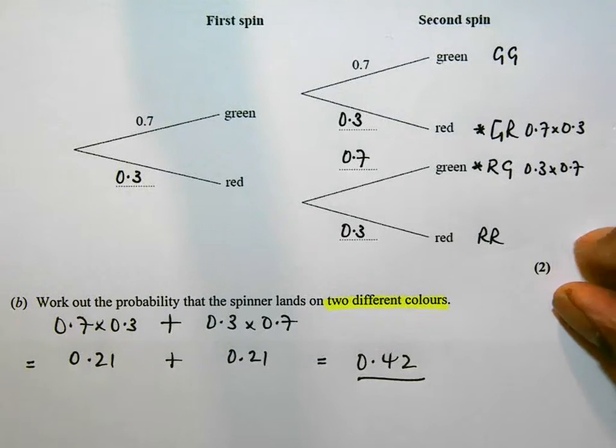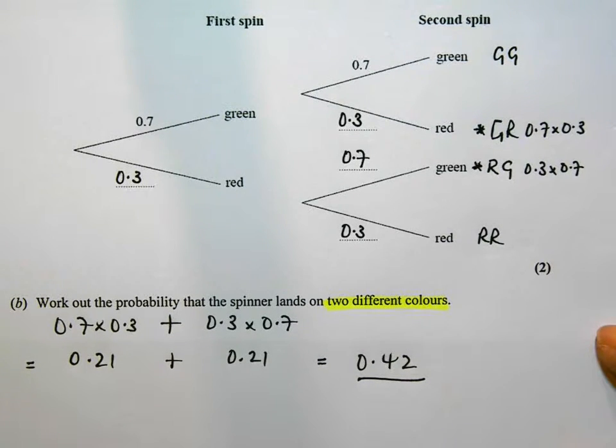So that's the probability that the spinner lands on 2 different colors, and that's what I've written in the answer space below. Okay, do take your time with this, read the question. This question is worth 5 marks, and it's actually a very straightforward question as long as you know how to do it and you're familiar with this topic.